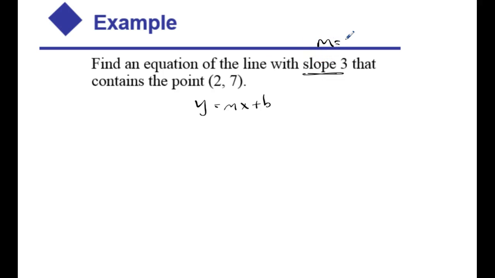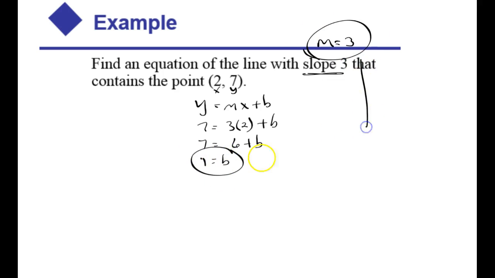This says that the m value is 3, the slope is 3, and they gave me an x and a y value. So I'm going to plug in y is 7, the slope is 3, the x value is 2, and I'm simply just going to solve for b. So 7 is equal to 6 plus b. If I subtract 6, I get a b value. And remember, we need two things to write the equation of a line, slope and y-intercept. I have them. Slope is 3, so I'll put that in front of the x, and the y-intercept is 1.